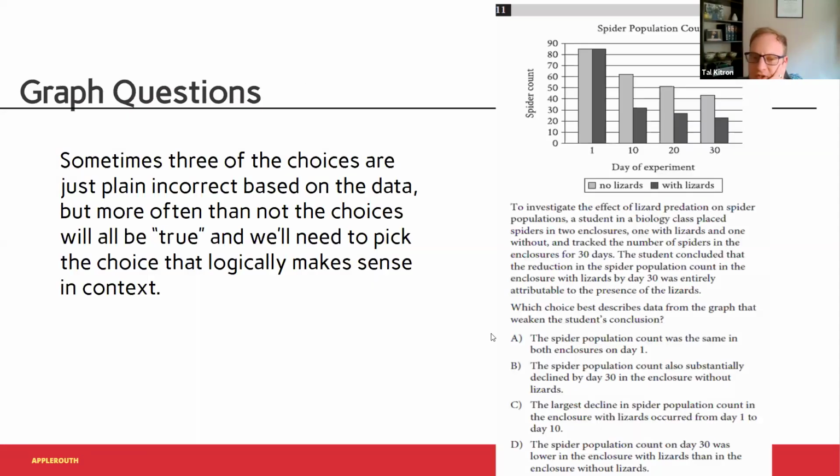And then finally, graph questions. Sometimes you'll see 3 choices that are just wrong based on the graph. They're just not true, but usually they'll all be true. And our job will be to read the passage and pick a choice that connects logically and is true in the graph. So here we'd have to read the question to figure out which choice best describes data that weaken the student's conclusion, which means we got to go find the conclusion in the passage and then test the answers from there. These can be time consuming, they can be tough.